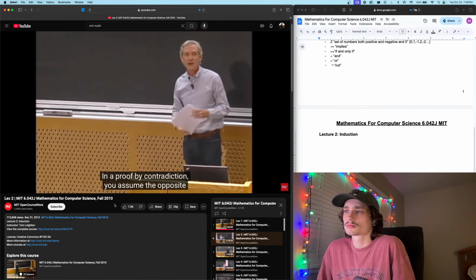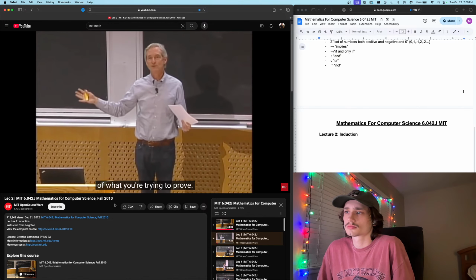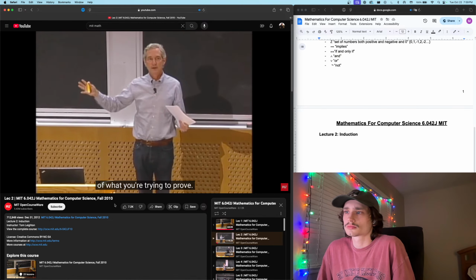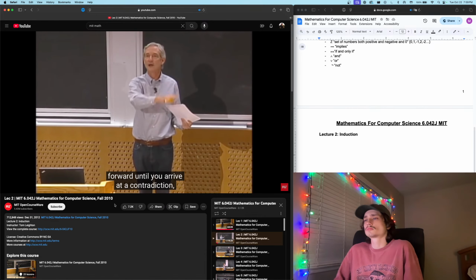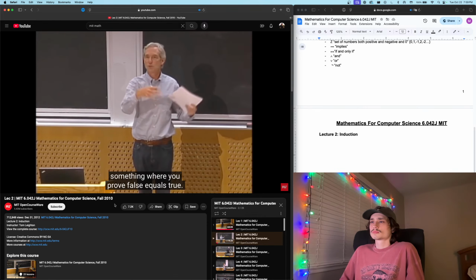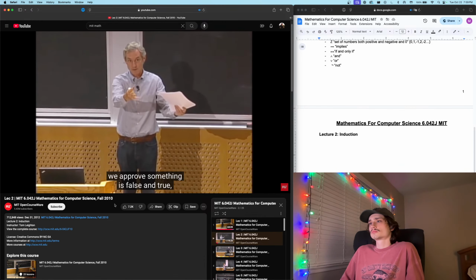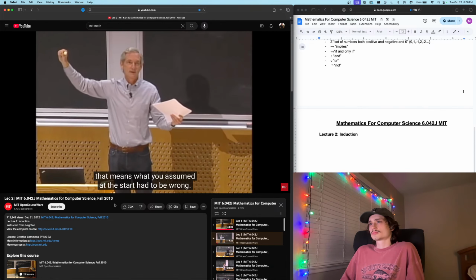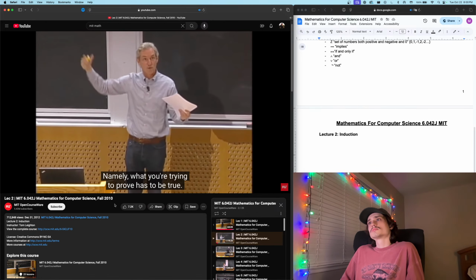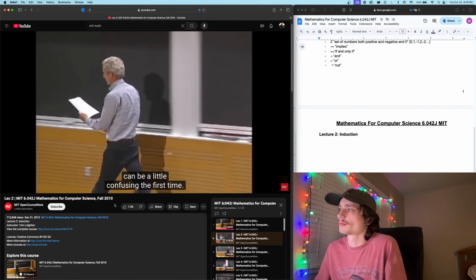In a proof by contradiction, you assume the opposite of what you're trying to prove. Then you just take logical deductions forward until you arrive at a contradiction, something where you prove false equals true. Now, if you can ever get to the point where you prove something is both false and true, that means what you assumed at the start had to be wrong. Namely, that what you're trying to prove has to be true. So let's write that down, because it can be a little confusing the first time.